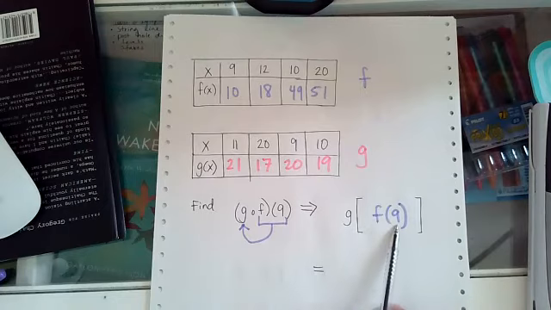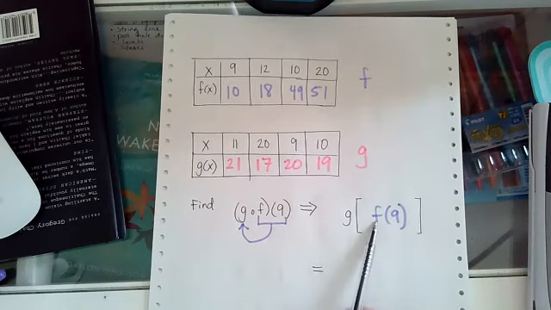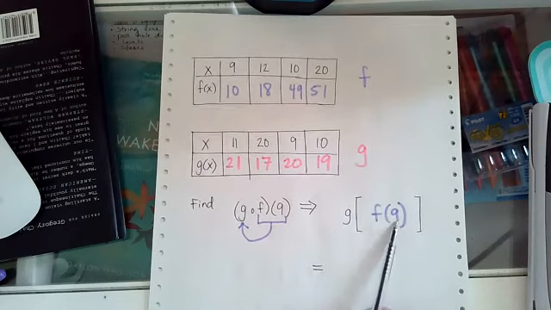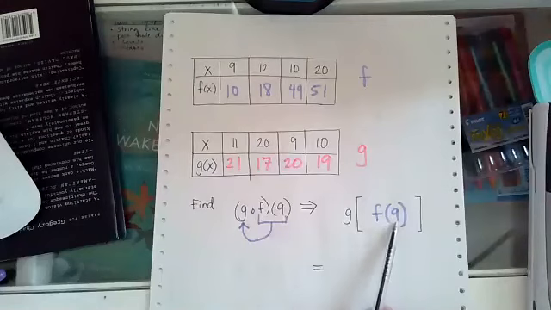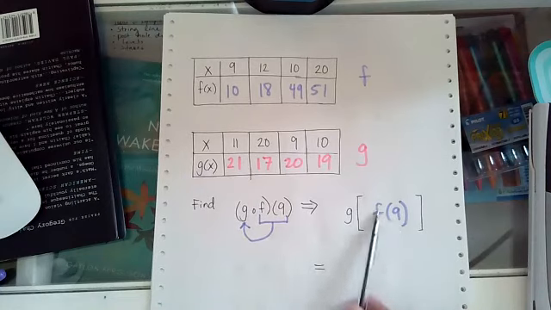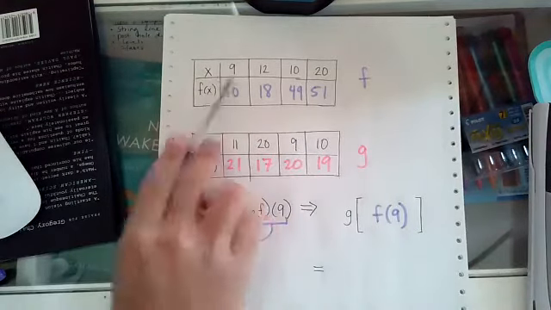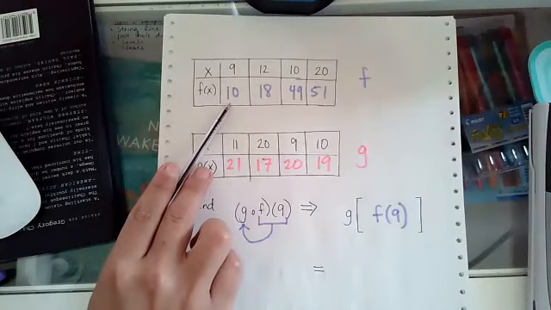Now that I have f of 9 here, I need to use the table that represents the function f and find the output value, or the corresponding y value, that goes with this input value of 9. Okay, so what is the y value that I get when I use 9 as the input in the function f? 10. 10, right? So I look at this table f, the input is 9, the output is 10. Okay? Does everybody see that?